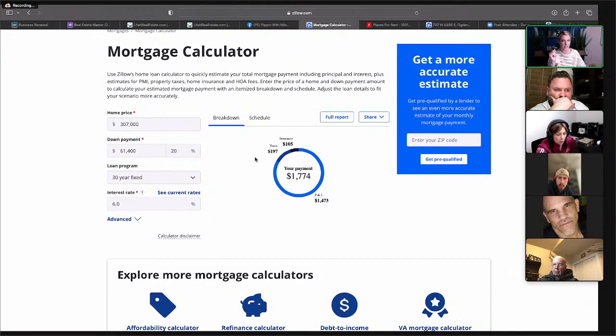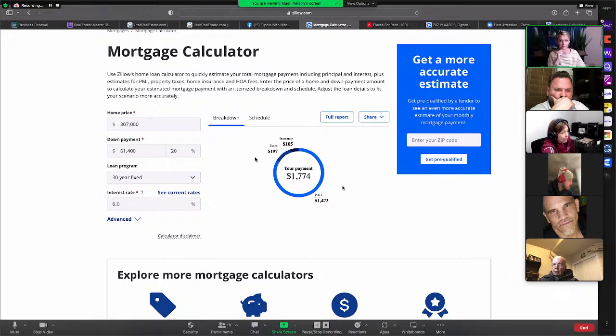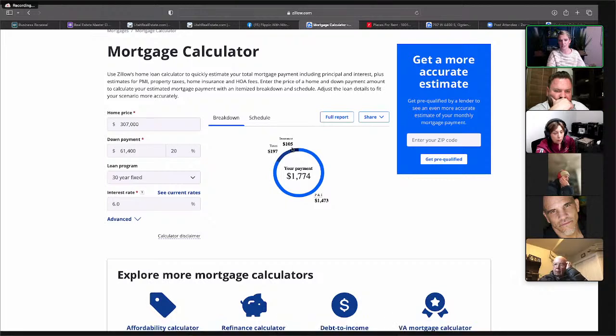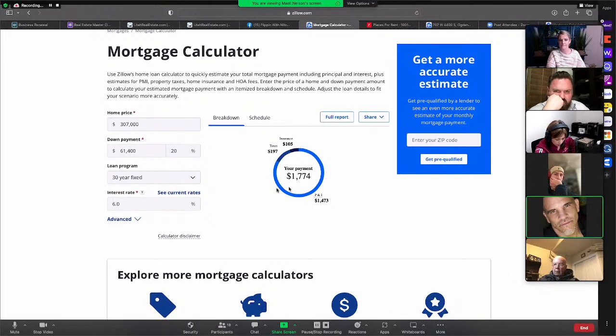1,596 and 60 cents. That's where we all should be at this point in time, subtracting the management fee. Are we there? And to be clear, we're not including property taxes and homeowners insurance? No, we are. This is the 1774. So that's actually including the taxes and the insurance. Interesting enough, mine's showing 1874, but okay.